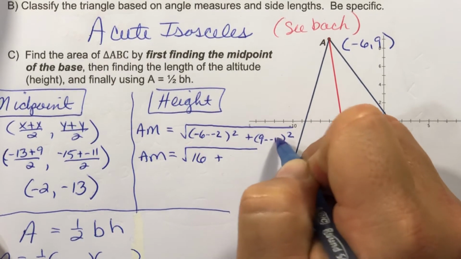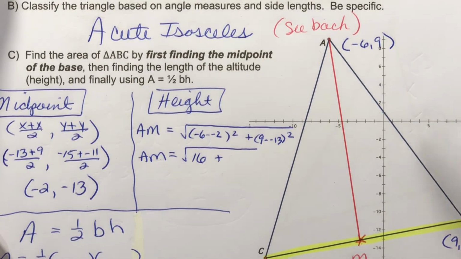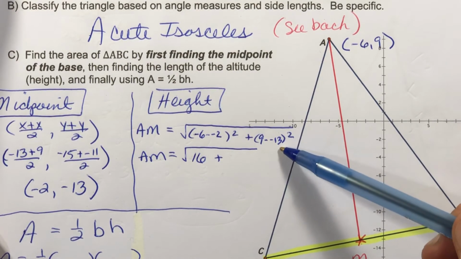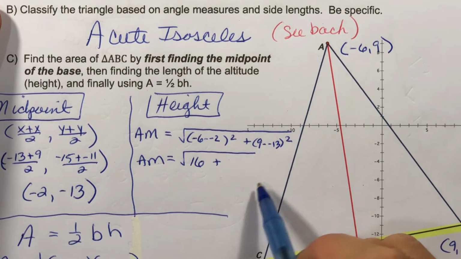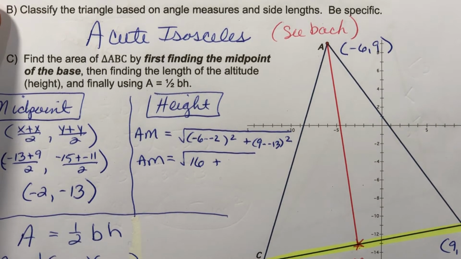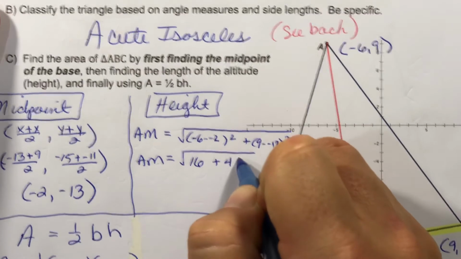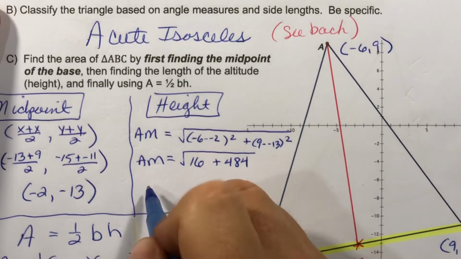9 minus negative 13. Well, wait a minute. That's 22, right? That's going to turn to plus. 22 squared, right? Let's see. Let's take out our calculator. Whoops, I'm losing my space here. Let me type that in my calculator. 22 squared is 484. There we go. Okay, cool. So I should have known that.